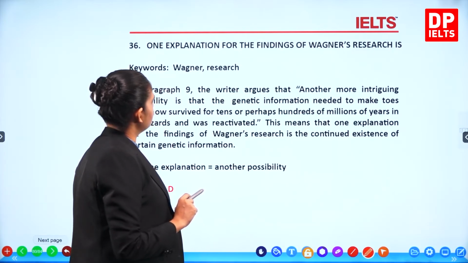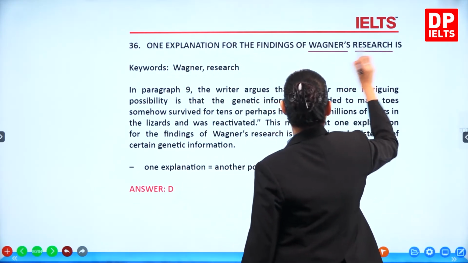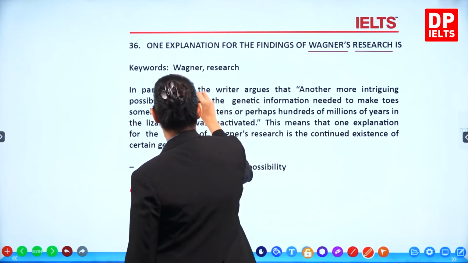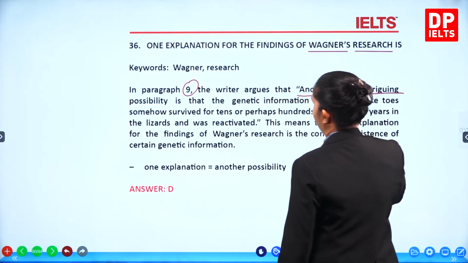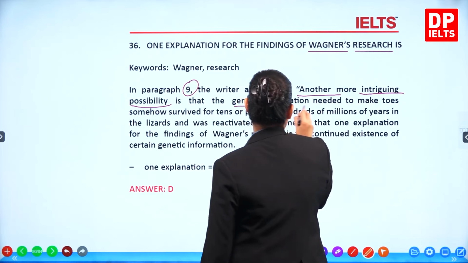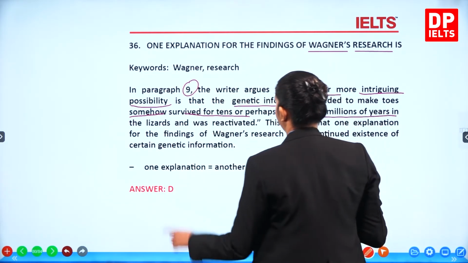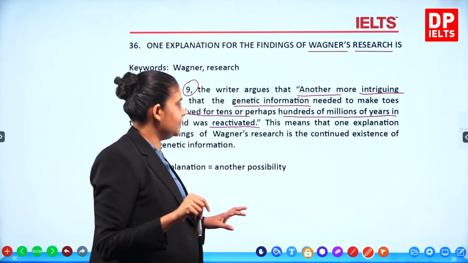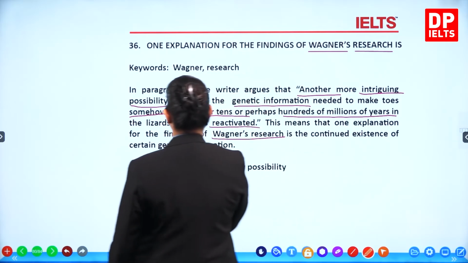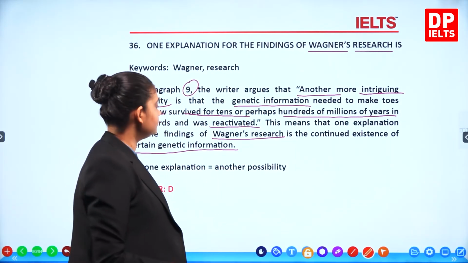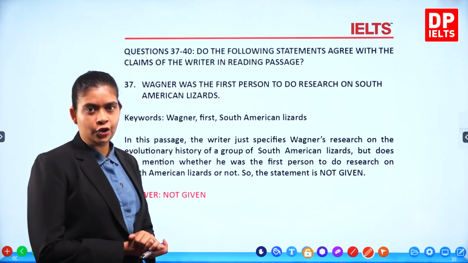36. One explanation for the findings of Wagner's research is. Go to paragraph 9. There, the writer argues that another more intriguing possibility is that the genetic information needed to make toes somehow survived for tens or perhaps hundreds of millions of years in the lizards and was reactivated. So this means that one explanation for the findings of Wagner's research is continued existence of certain genetic information. So therefore, the answer is D. So moving on to the next question, questions number 37 to 40.